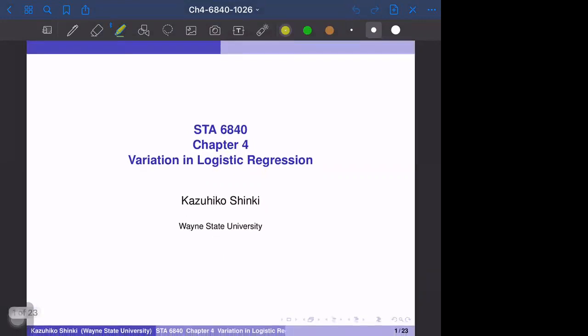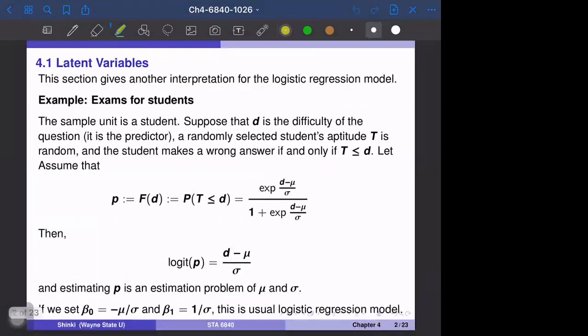Hi everyone, Chapter 4, the variation in logistic regression. So we discussed several small topics related to the binomial and binary regression models. Okay, so first 4.1, the latent variables. This section gives another interpretation for the logistic regression model. It does not discuss new models.